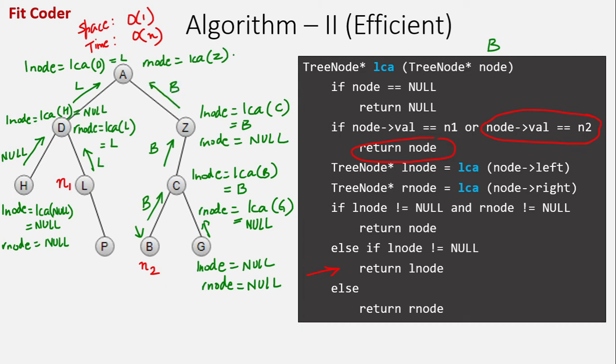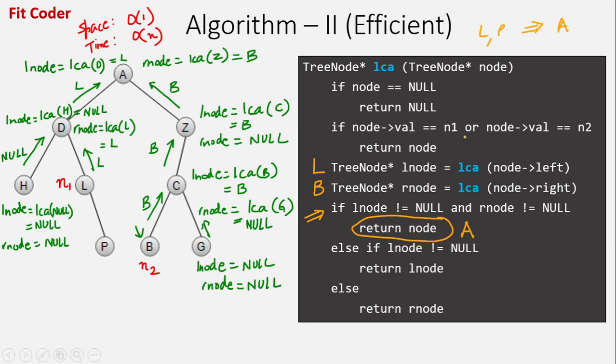So right node at A becomes B. So now for node A, the left node is L and the right node is B. So we come in the if condition and we check if left node and right node is not equal to null. So both are not equal to null, so we return the node. So the node is A. So LCA for node L and P is node A.